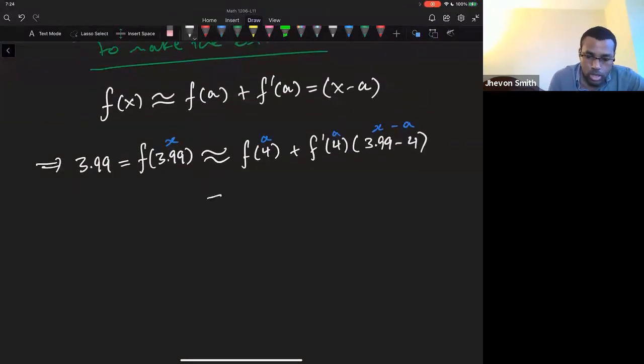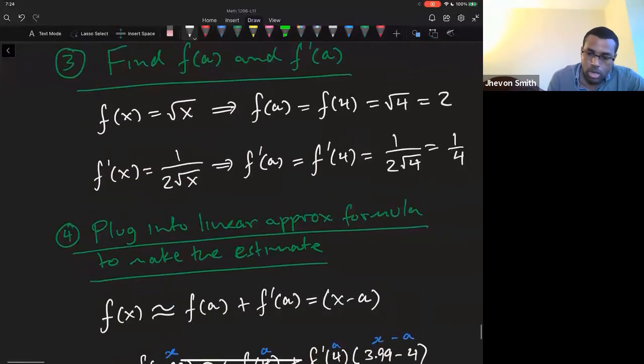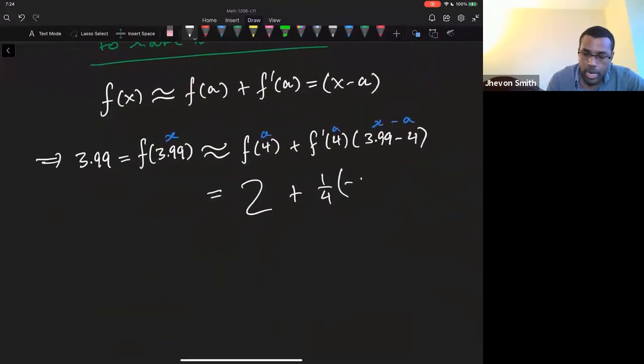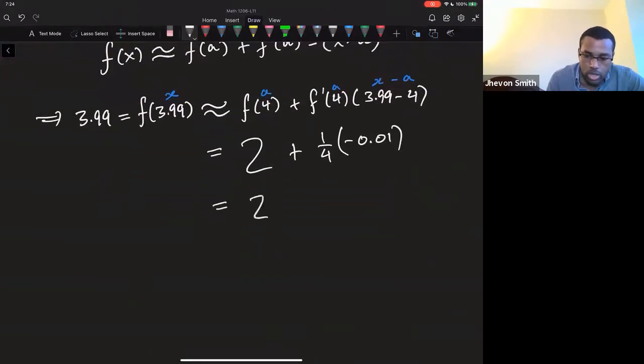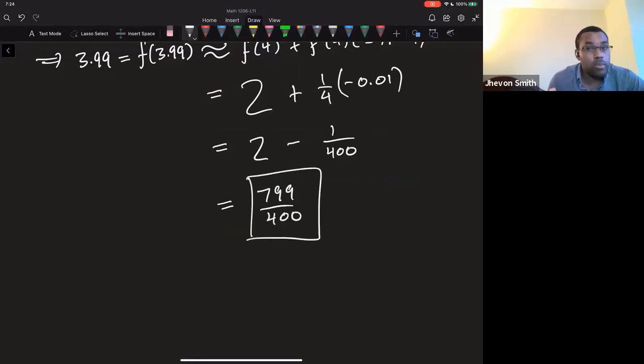And so this is going to be f of 4, which is 2, plus a quarter. And 3.99 minus 4, that's going to be minus 0.01. So that's going to be minus 1 over 400. 2 is 800 over 400, so this is 799 over 400. And that's my approximation. Yeah, so that's what I think the square root of 3.99 is.